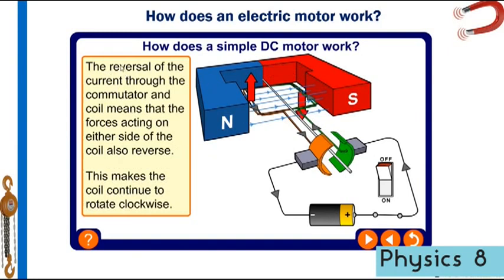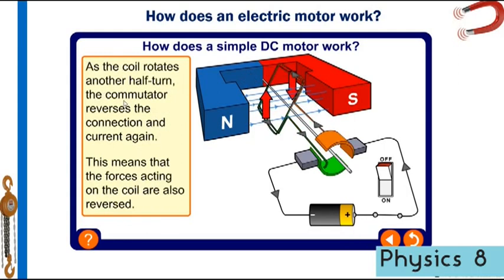And we can see that the reversal of the current through the commutator and the coil means that the force acting on either side of the coil is also reversed. And you can see that here in terms of the red arrow. And so this makes the coil continue to rotate in a clockwise manner. So as the coil rotates another half turn, then the commutator reverses the connection and the current again. And this means that the forces acting on the coil are also going to be reversed.